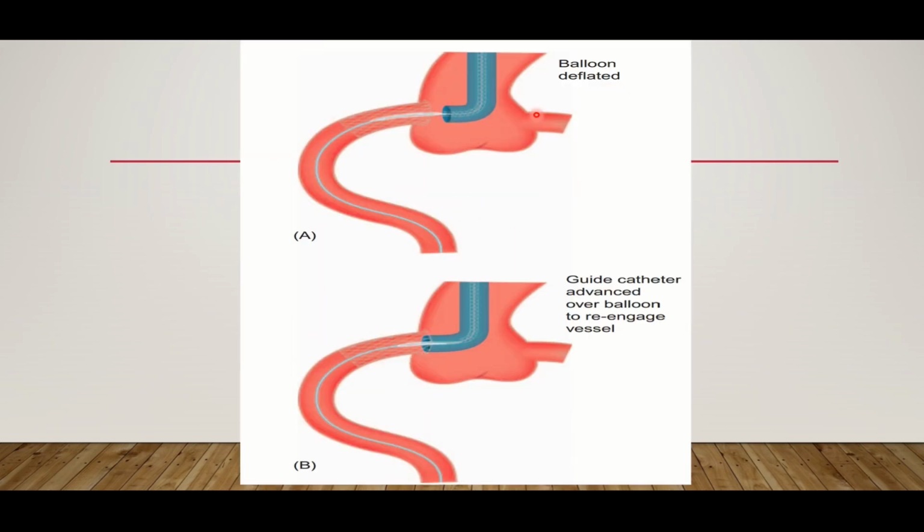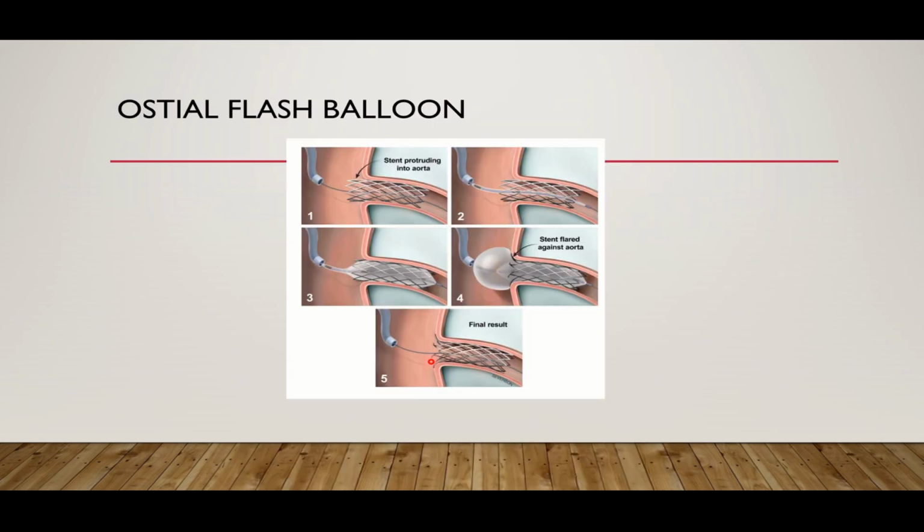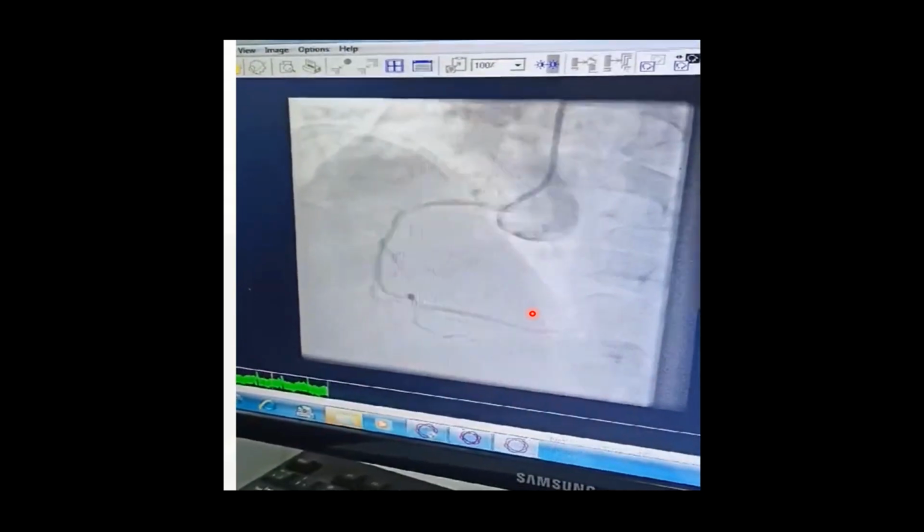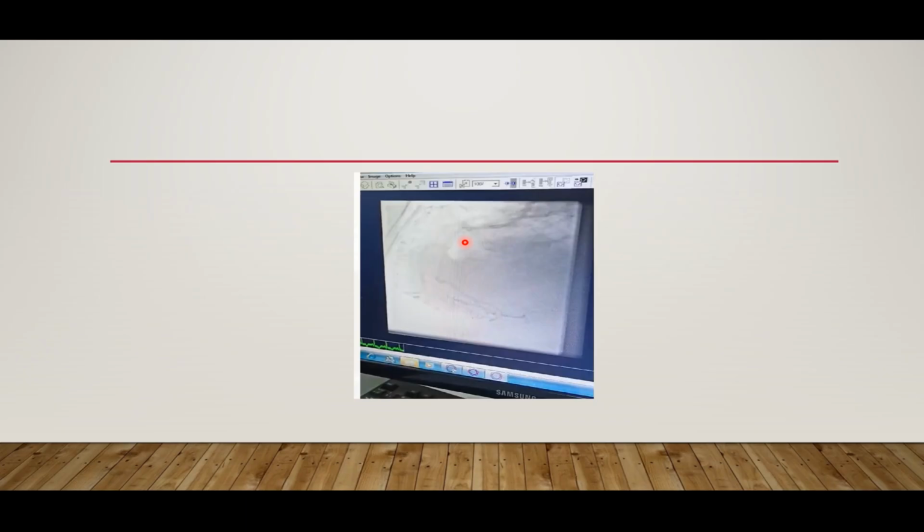What about re-engagement? Deflate your balloon and advance the guiding catheter over the deflated balloon to be able to re-engage the vessel again. What about the ostial flash balloon? It is another way to flare the ostium, by this ostial flash balloon. In our case, we followed the steps of Emmanuel Birolakis, and fortunately we succeeded to cover the ostium.